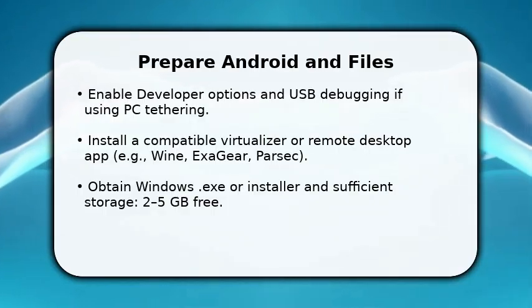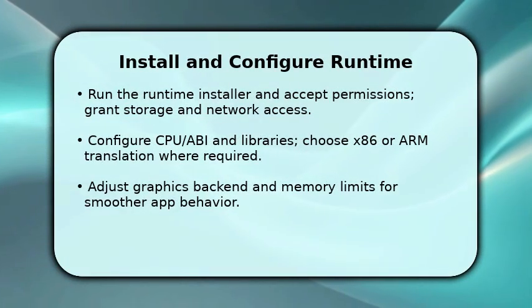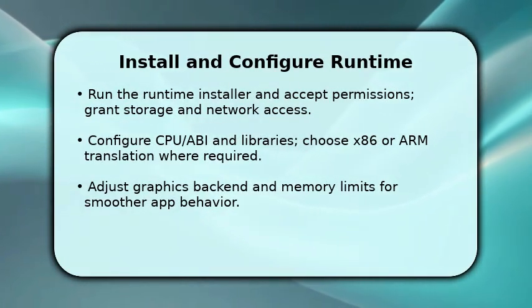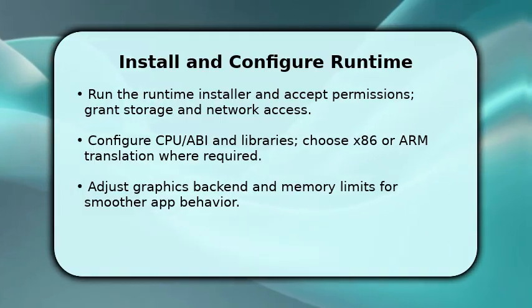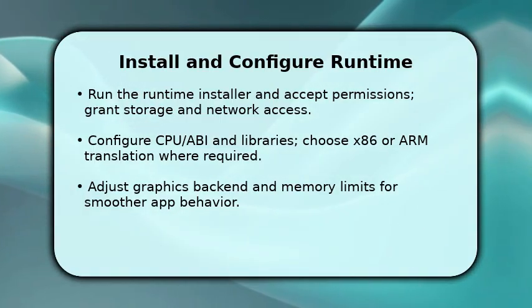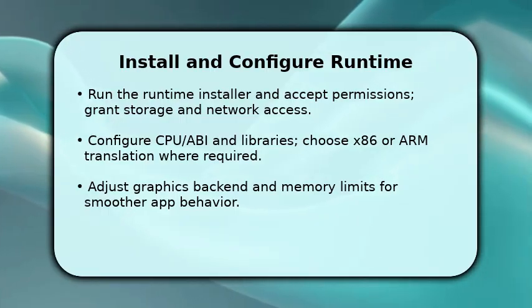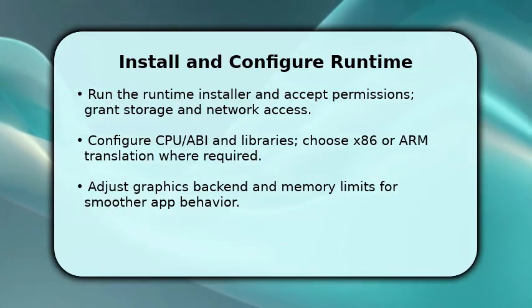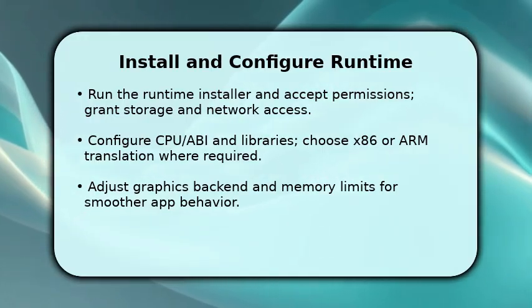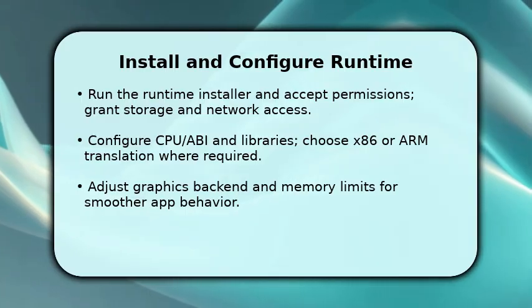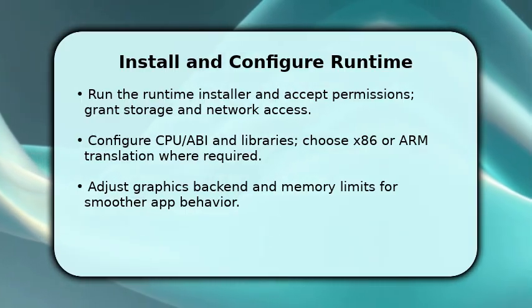Now you install and configure the runtime layer or connect to your remote Windows host. Open the app, grant storage and network permissions, and run the runtime installer. This puts necessary libraries in place. If the tool offers CPU/ABI selection, pick the translation that matches the app, x86 translation for legacy apps versus native ARM builds, because wrong choice breaks execution.